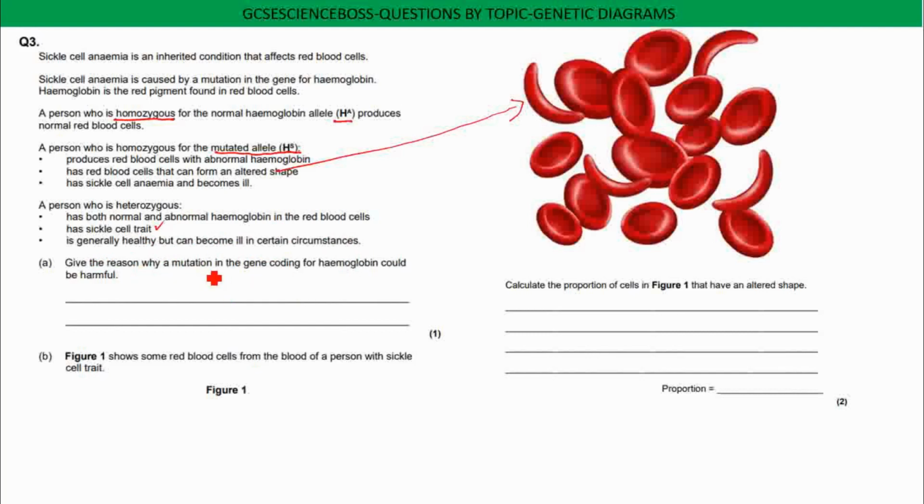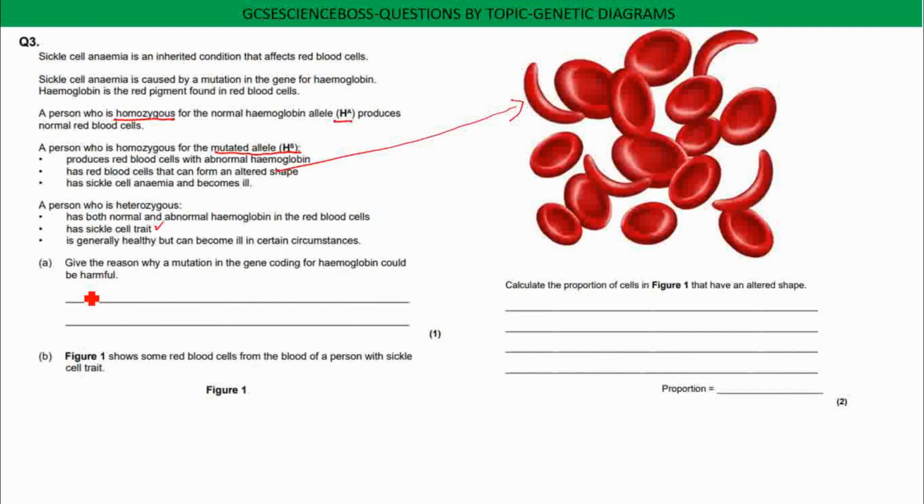Give the reason why a mutation in the gene coding for hemoglobin could be harmful. The reason it could be harmful is because if you have a mutation in the gene, it means there is some sort of issue with the hemoglobin, and therefore the red blood cell will not be able to effectively carry oxygen. So it can carry oxygen, but it cannot effectively carry oxygen. Okay, so let's put that together now to get our answer.